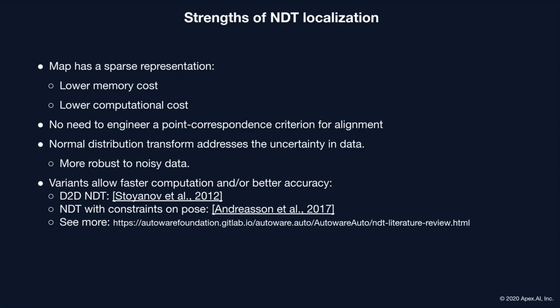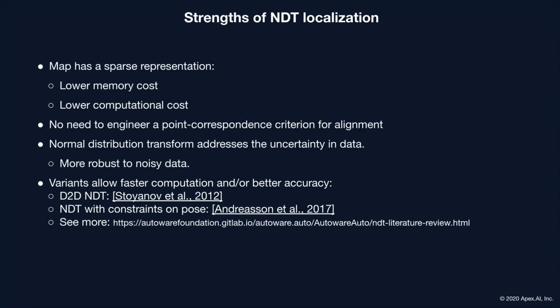And as a follow-up, since we use normal distribution transform to transform the raw points in a map into normal distributions, this process also addresses the uncertainty in the data, because we know that all of the measurements are actually imperfect measurements of the physical world. So this algorithm is more robust to noisy data, and you can already see that in some of the released benchmarks, which I have linked in the previous slides.